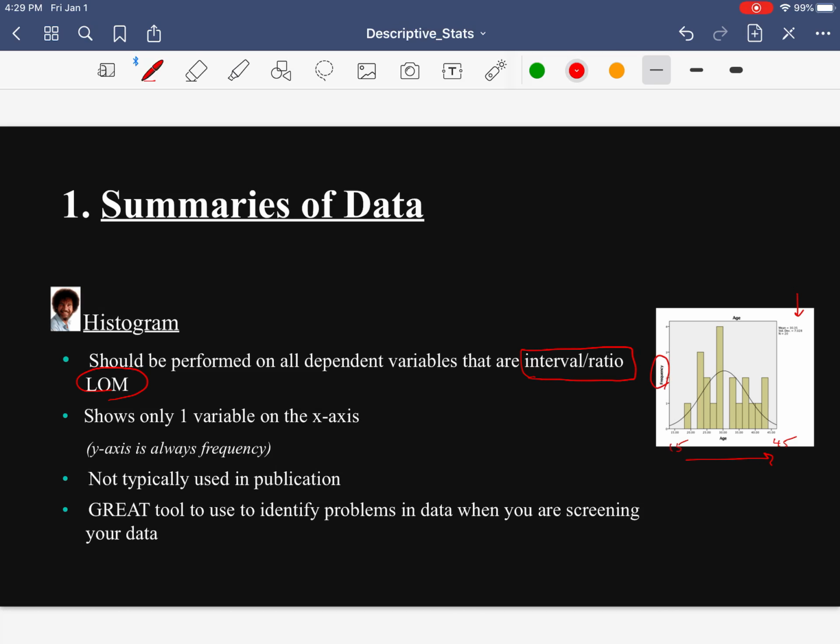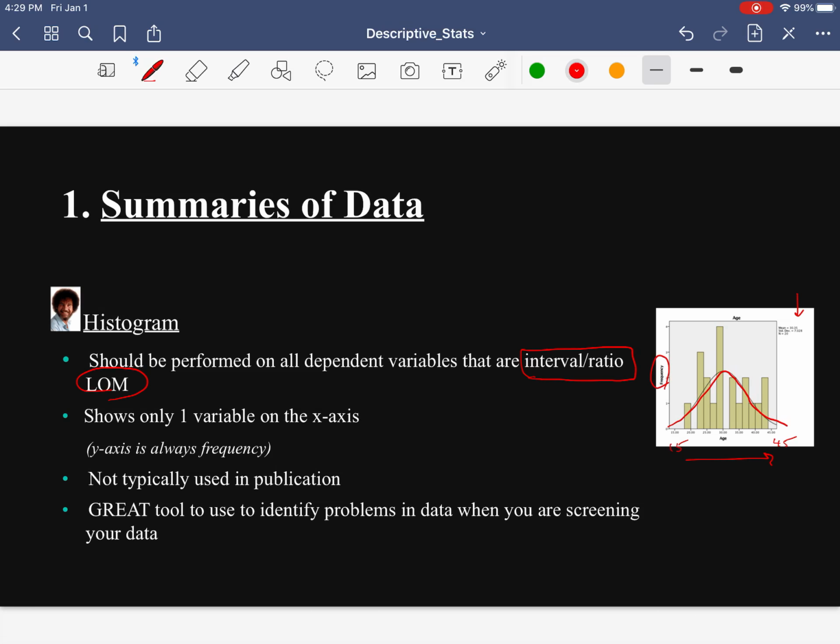And oftentimes, particularly in SPSS, it'll draw in this line, and you can see in this dependent variable, we got a nice bell-shaped curve. So we can see right off the bat that our ages had a pretty normal distribution. The majority of the subjects in my sample fit into the middle, with fewer people of higher and lower age at the end. You're not going to use this in publication.